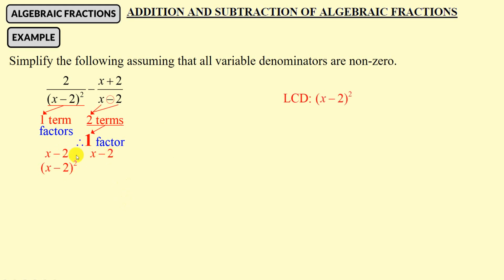Remember, we have to take each factor, so we've got to take an x minus 2, and it must be the highest power of that factor. So we have x minus 2 squared. Now this one's fun. It already has the lowest common denominator. This one we've got to multiply the base by x minus 2, therefore the top as well. Notice how I bracketed that. Just a good habit always, especially when there's a negative before the fraction.